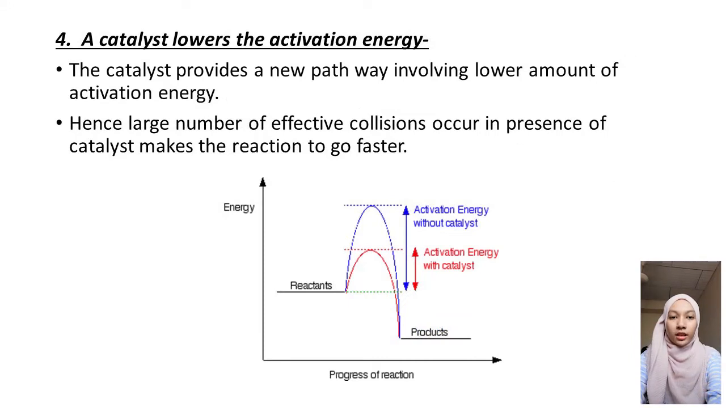Finally, the catalyst lowers the activation energy. Reaction occurs on account of effective collisions between the reacting molecules. For effective collision, it is necessary that the molecules must possess a minimum amount of energy known as activation energy. The catalyst provides a new pathway involving a lower amount of activation energy. Hence, a larger number of effective collisions occur in the presence of the catalyst in comparison to the effective collisions at the same temperature in the absence of the catalyst. Therefore, the presence of the catalyst makes the reactions go faster.